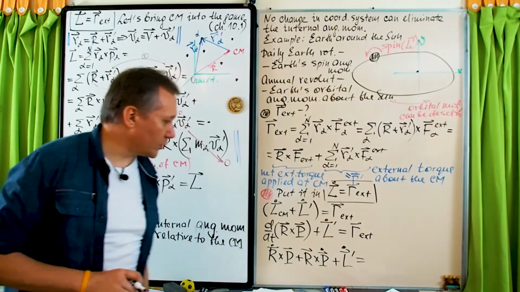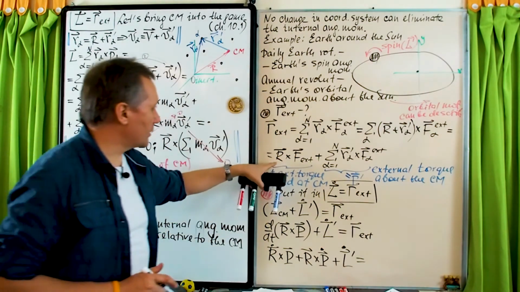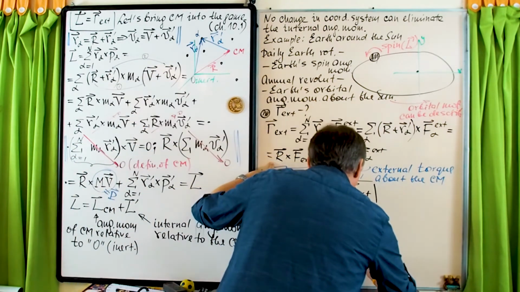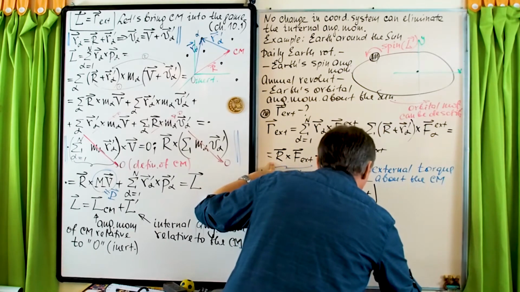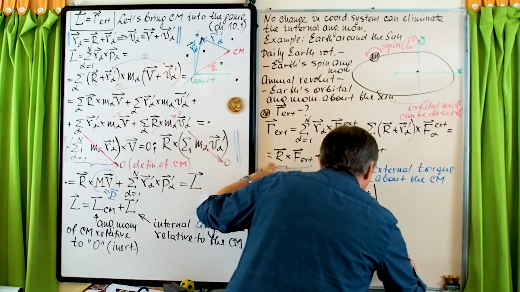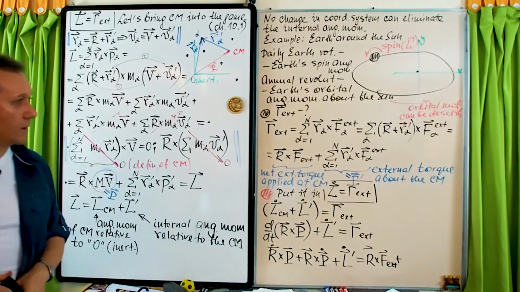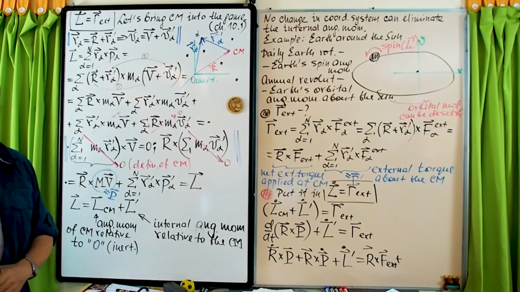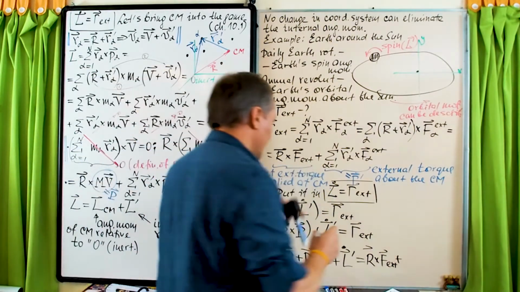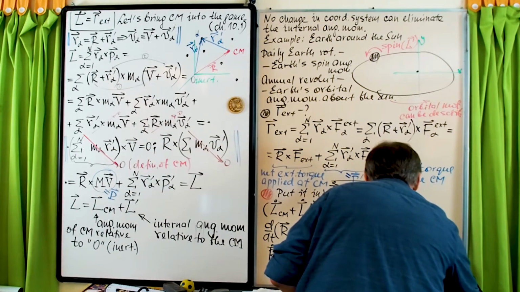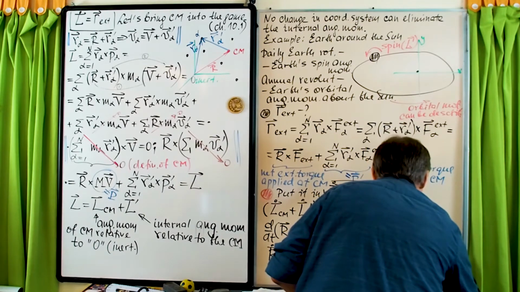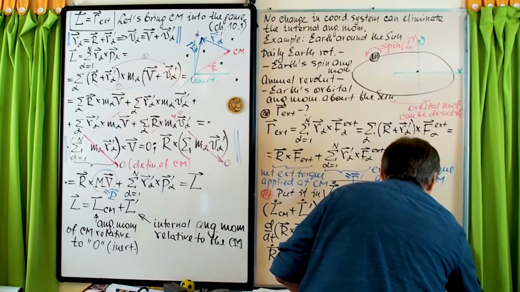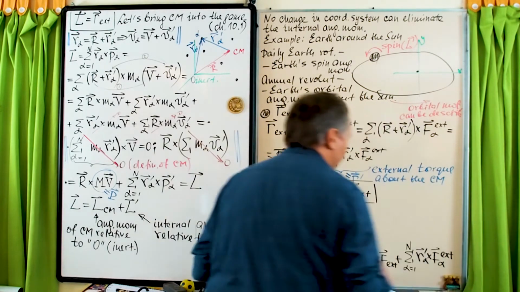Right, so now external torque I will write explicitly. So it will be R crossed with F external, plus external torque about the center of mass. This plus summation, again, over the whole system, R alpha prime crossed F alpha external.